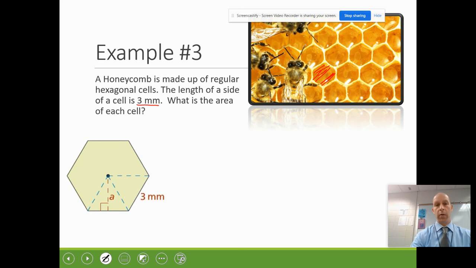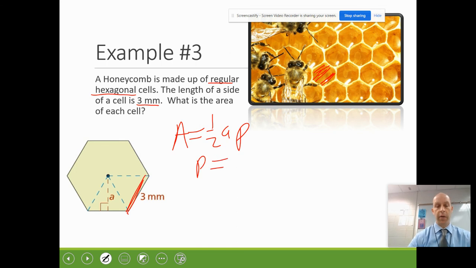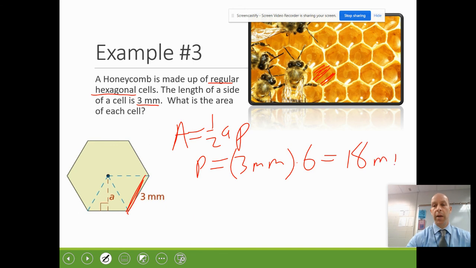Well, we will notice, or at least we'll assume, that it is a regular hexagon, which it is. And so we're going to use our formula that we've been focusing on, which is 1/2 the apothem times the perimeter. Now we know that this side here is 3, so let's focus on the perimeter first. So if that's 3, and there's 6 sides, right? So the perimeter is just going to be 3 millimeters times 6. In other words, the perimeter is going to be 18 millimeters.